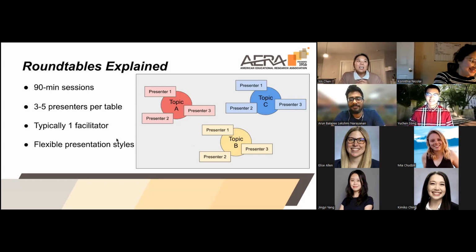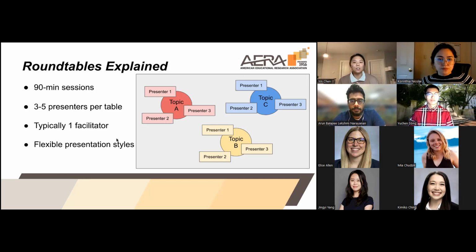So you can see that it gets its name from these big round tables, which host multiple presenters at each table. And so in a room at AERA, it'll be really big, somewhere upwards of like 20 to 30 tables, all with 3 to 5 presenters within each table, all sort of talking about the same topic.